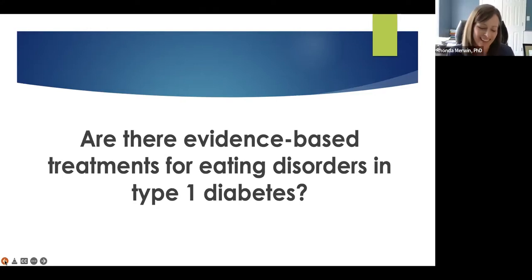A little bit more. Yeah. I mean, well, there are evidence-based treatments for eating disorders. It's just that the modifications for individuals with type 1, that's where there's a dearth of research and more that needs to be done.